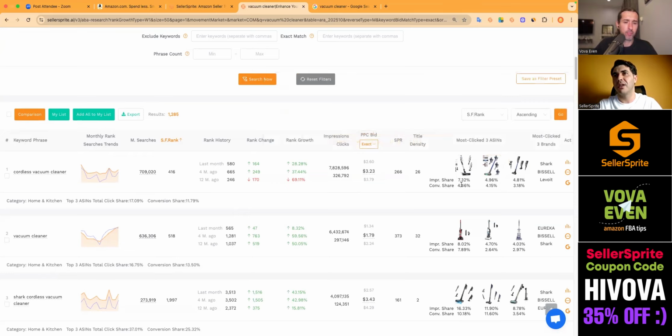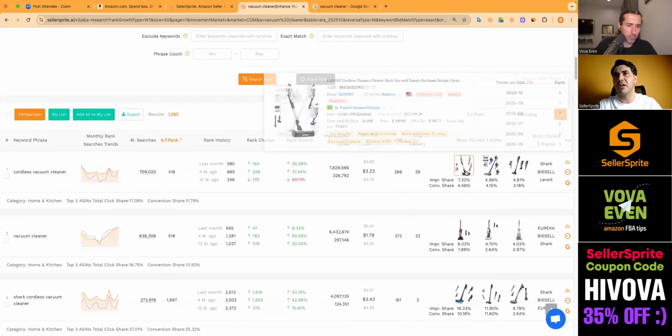And under that, we are gonna see a conversion share of 4.14 and 3.18% of total clicks. So if we bring the mouse over, we are gonna see their data, like what is the product. It's number one, central vacuum cleaner system, and the time we can see Amazon Brand Analytics data. We see in October, September, July, June, how was its ranking?